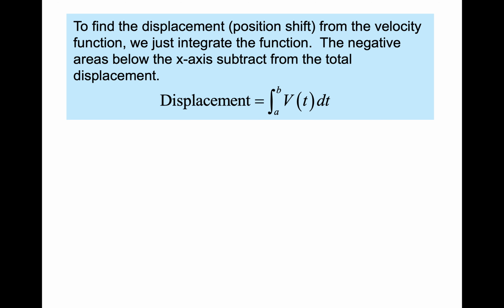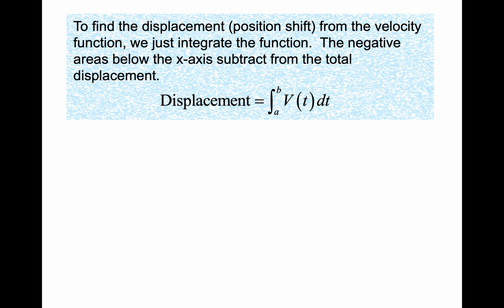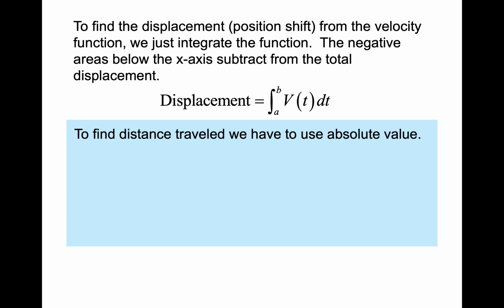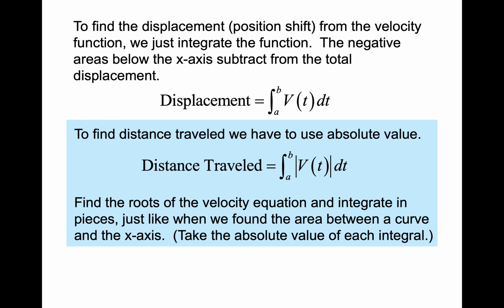So that's displacement. You could go from a to b of your velocity function, and that would tell you the displacement. If you want to know the total distance, all you have to do is use absolute value. If you didn't use absolute value, you would have to find all the places where the zeros were, and then all the ones that were below the x-axis, you would have to change the sign. But if you can do this with absolute value, definitely the easiest way to go.